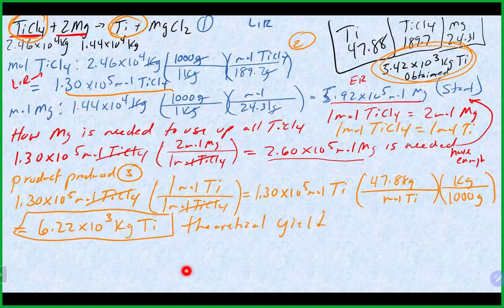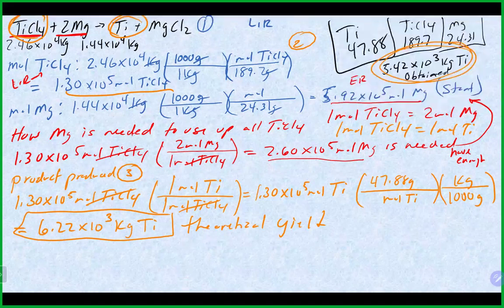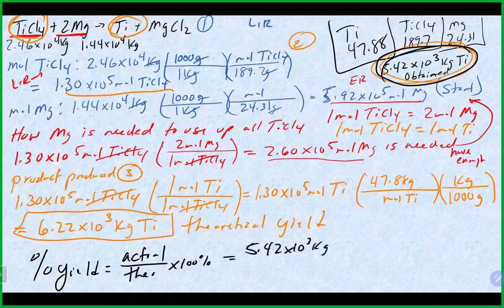First off, any question on that part of the calculation there? At this point, we can now calculate our percent yield because we have everything that we need. Percent yield would be our actual divided by the theoretical times 100%. Once again, the actual was given to us in the problem. It said that we produced 5.42 times 10 to the 3 kilograms. We just calculated our theoretical, 6.22 times 10 to the 3 kilograms, times 100%.